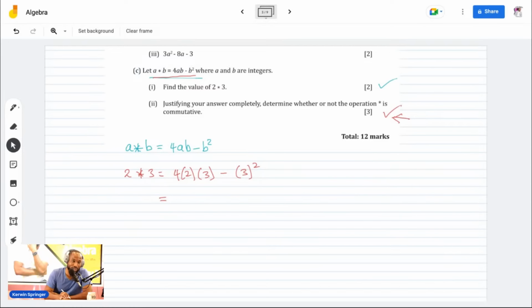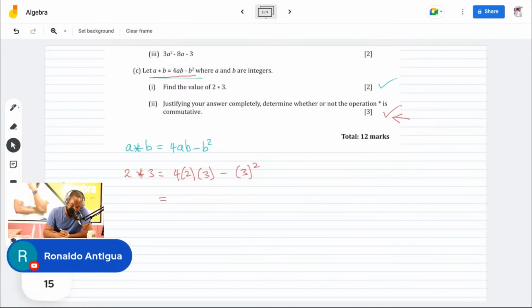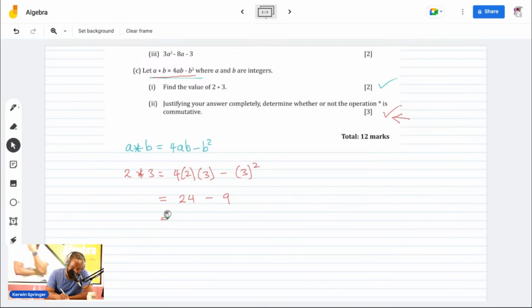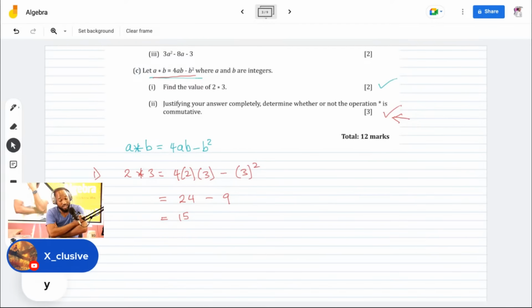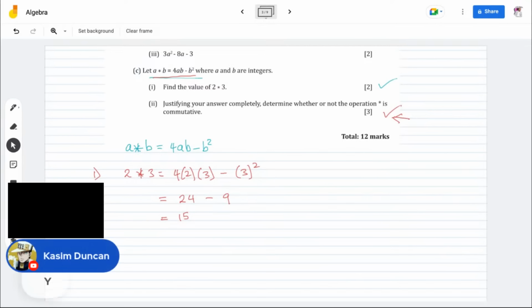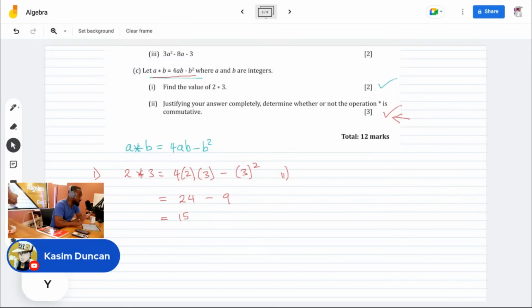So let me make sure I get 15. 4 by 6 is 24. 24 minus 9 is hopefully 15. So 15 is the answer, and you get 2 marks for that. And usually you do get 2 marks for these fancy substitution binary operators. I find that's fantastic. And then the next part is something they ask every now and then, and I want you to learn how to do this.